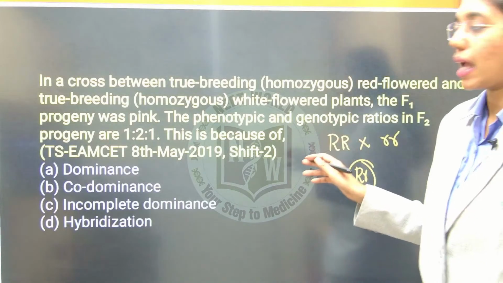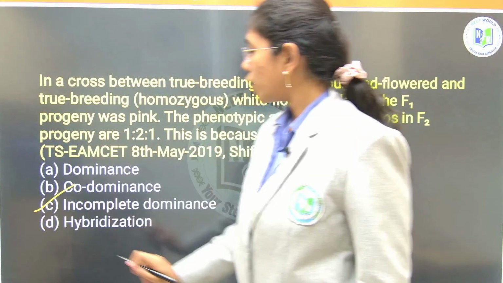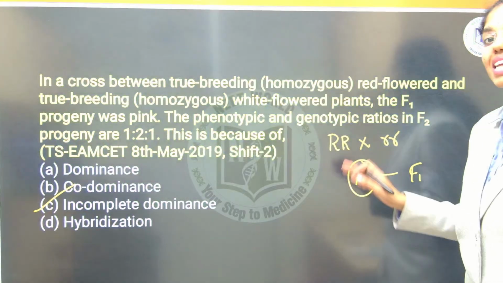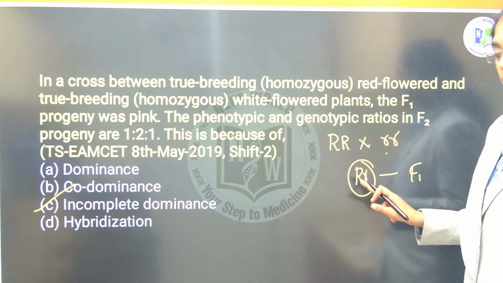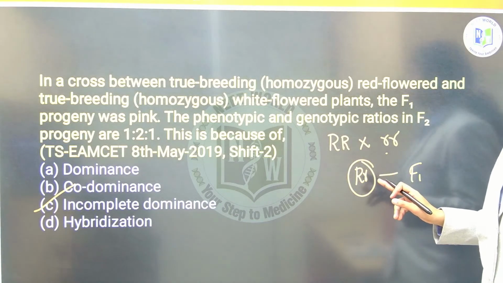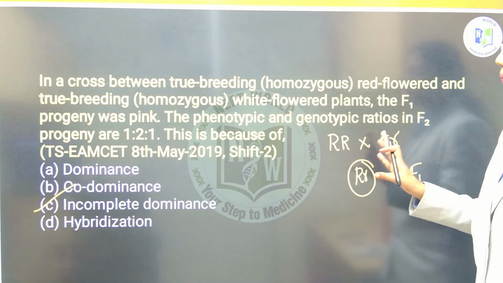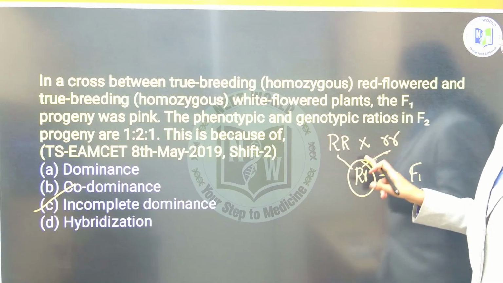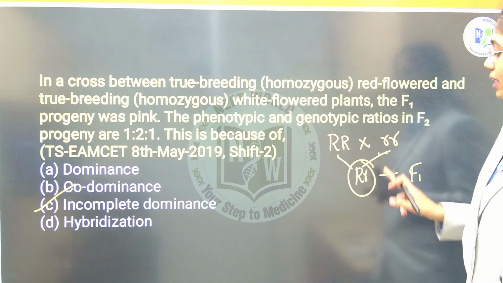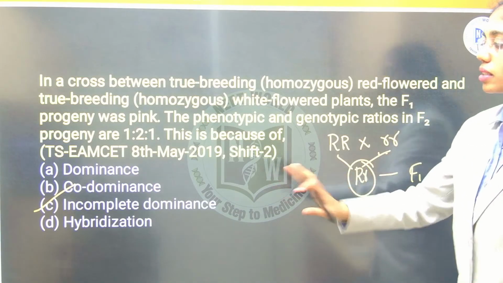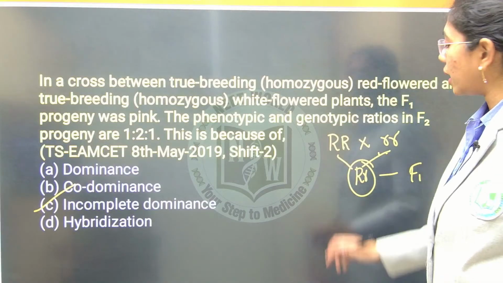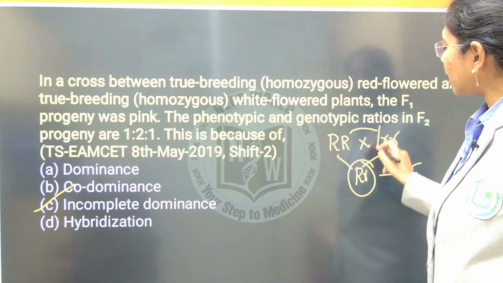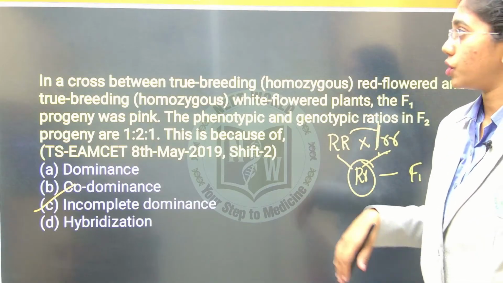This is the example of incomplete dominance, where the F1 generation phenotypic expression is different from either of the parents. It is nowhere expressing the phenotype of either parent; it is unique. So that is seen in incomplete dominance. Here dominant genes are not completely masking the effect of recessive genes.